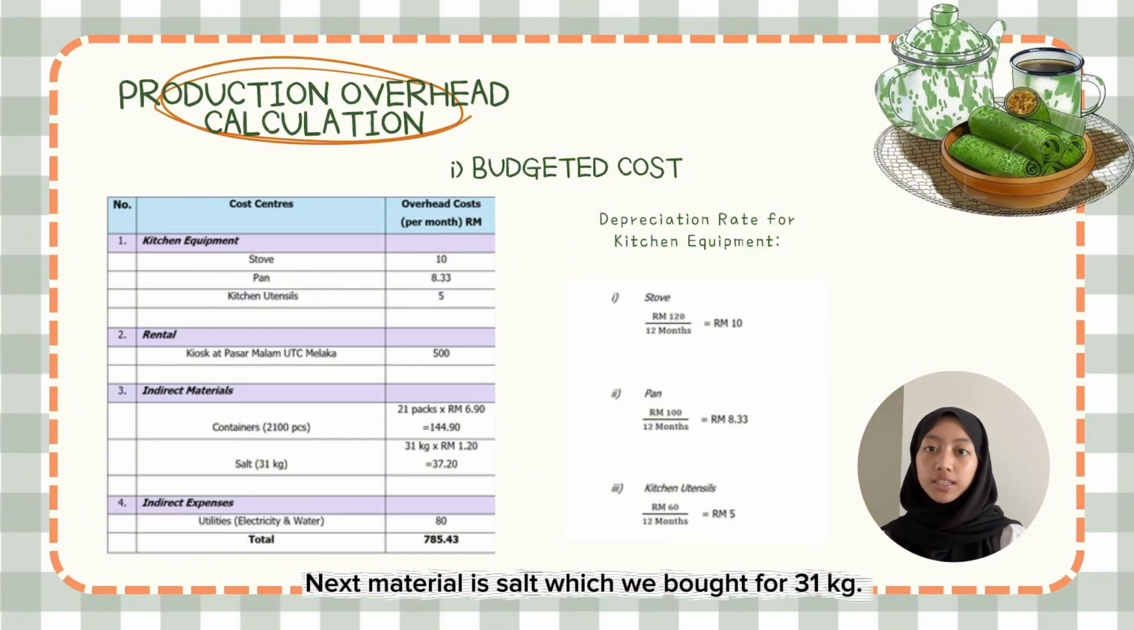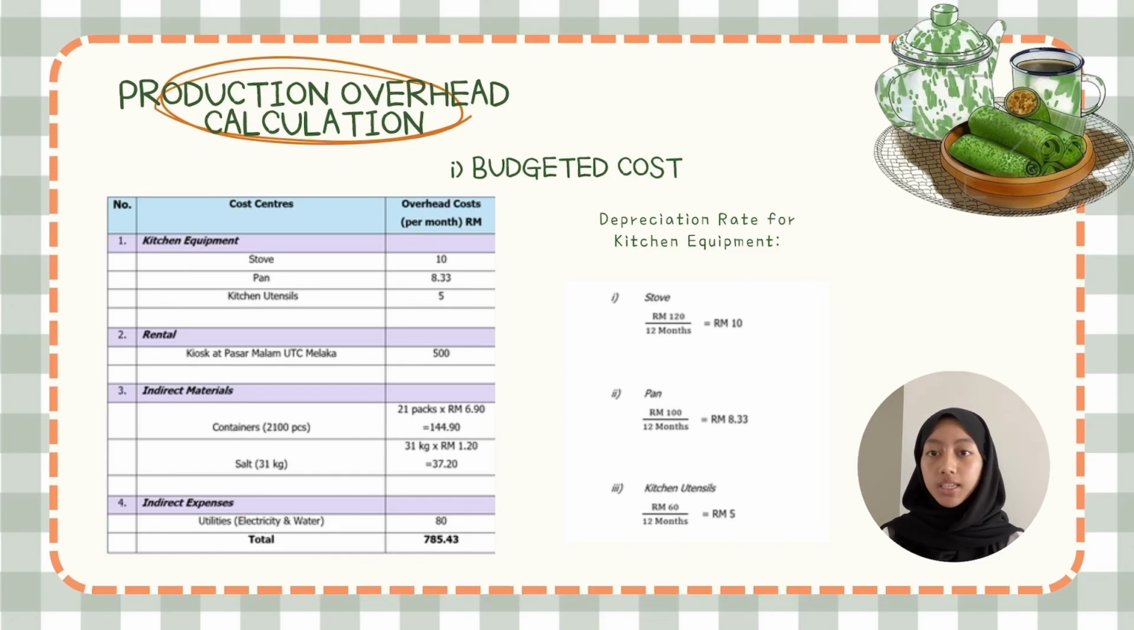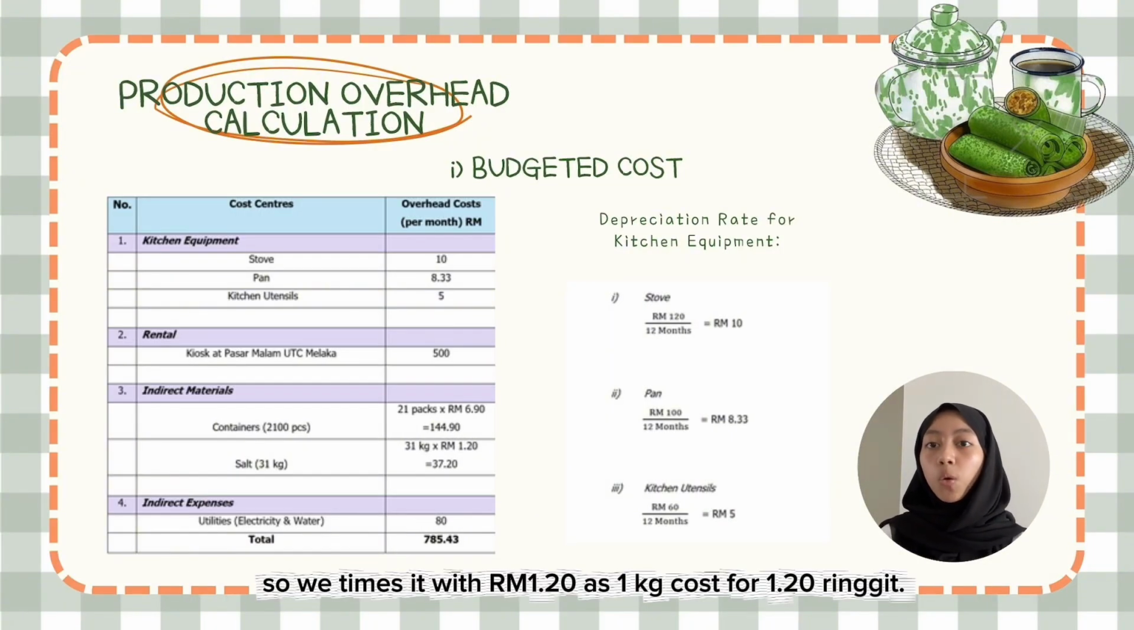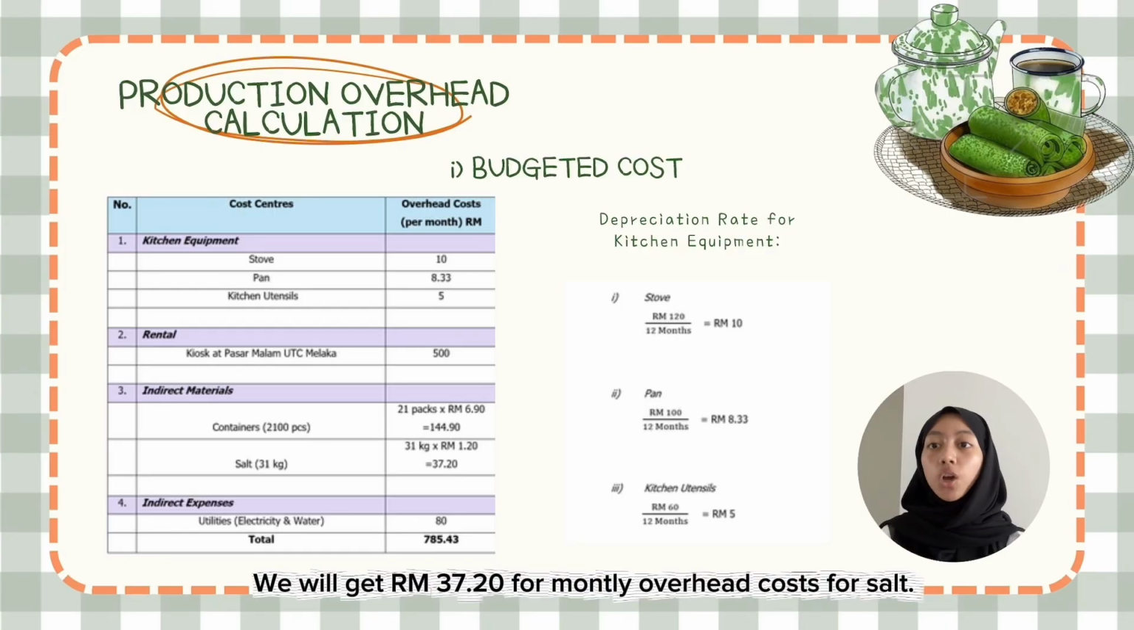The next material is salt, which we bought for 31 kg. For a month, we need the 31 kg to produce 6,080 units of ketayap. So we times it with RM1.20 as 1 kg costs RM1.20. So we will get RM37.20 for the monthly overhead cost.